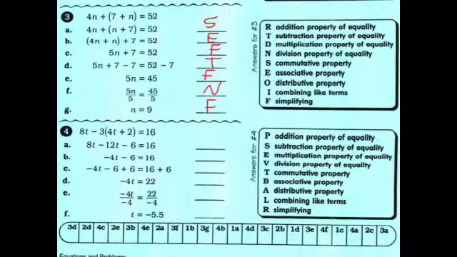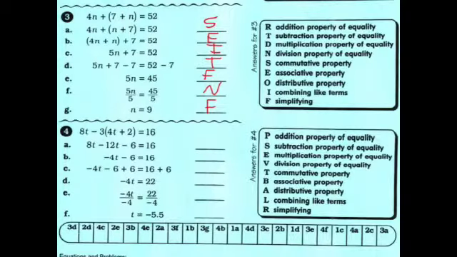And I think, actually, right here I made a mistake. This one's actually not going to be technically simplifying. It'd be combining like terms because we're combining the variable terms together. So that should be I rather than F. I'm sorry, guys.